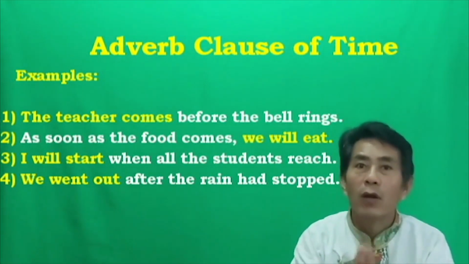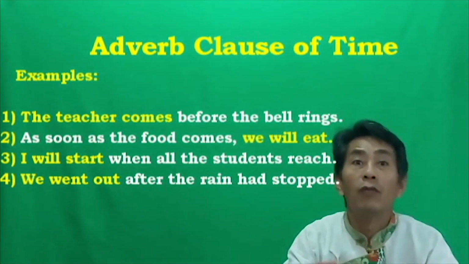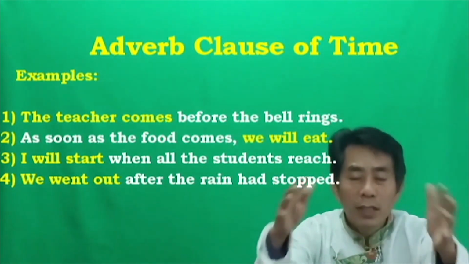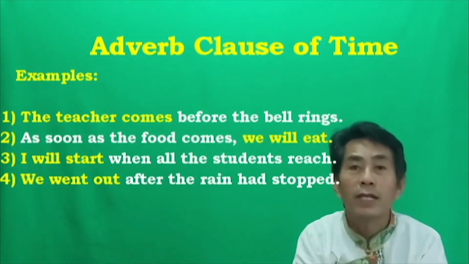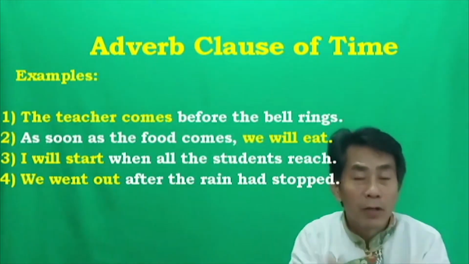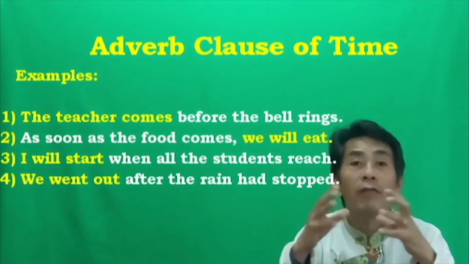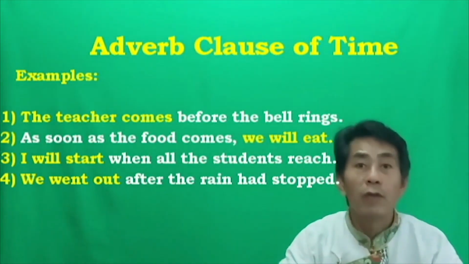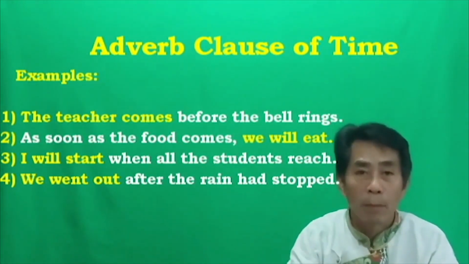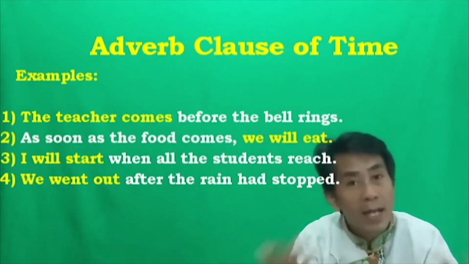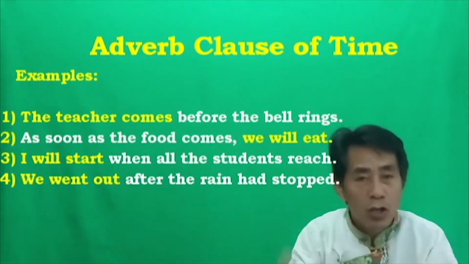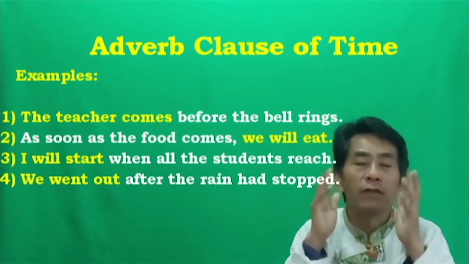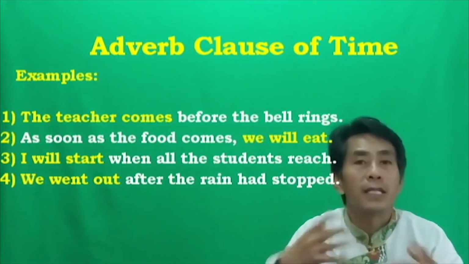Third one: I will start when all the students reach. I will start when? When will you start? I will start when all the students reach. When all the students reach is a clause, an adverb clause of time. Understood? Next: we went out after the rain had stopped. We went out when? After the rain had stopped. So it shows the time. Now all these are called adverb clauses of time. These clauses show the time.